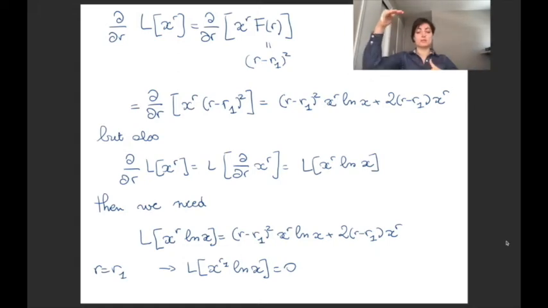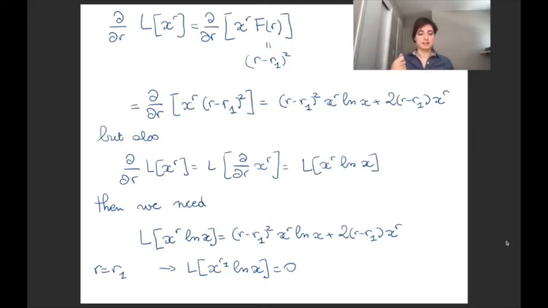And the two things we just computed need to be the same thing. So we know that L computed at x to the r logarithm of x must be equal to what we wrote before, that is (r minus r1) squared x to the r logarithm of x plus 2 (r minus r1) x to the r.